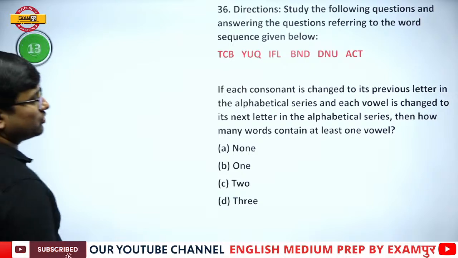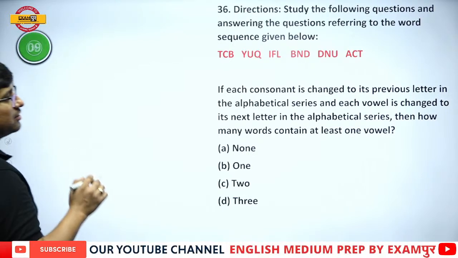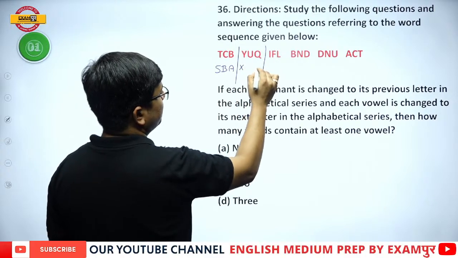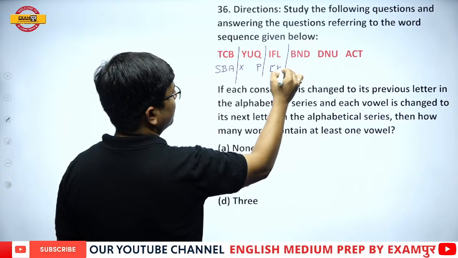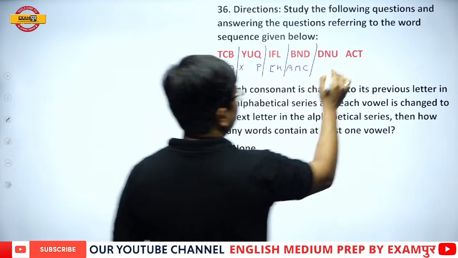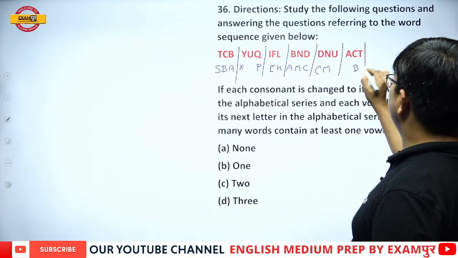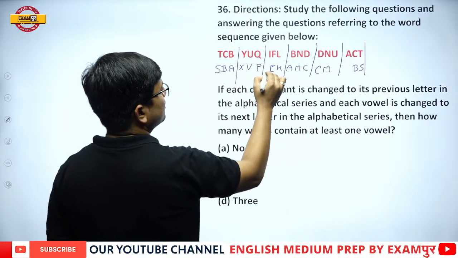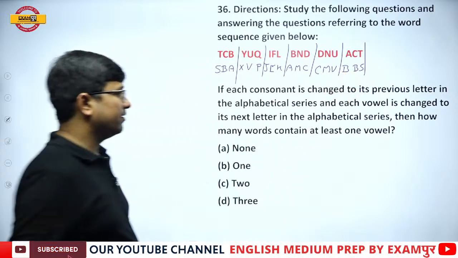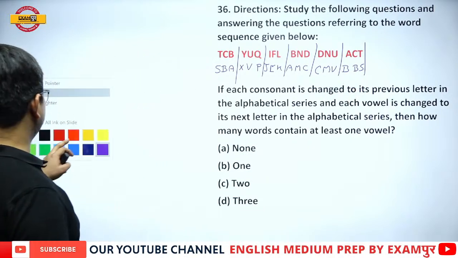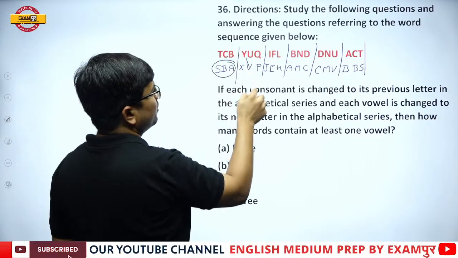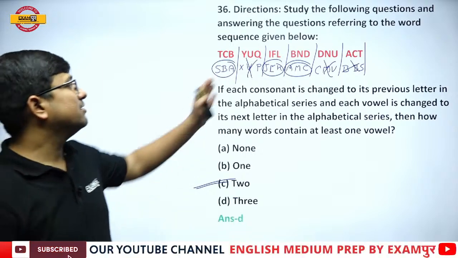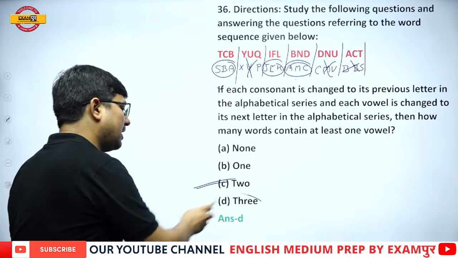Now see, each consonant is changed to its previous letter. So S, B, A, okay, then over here, X, P, over here, E and K, over here, A, M, C, over here, C, M, over here, B and S. If each consonant is changed to its previous letter in the alphabetical series and each vowel is changed to the next letter, U, V, J, U, V and B, how many words contain at least one vowel? So this word contains at least one vowel, not this, yes, this contains, not this, not this. So there are two words, sorry, three. Three I have circled. Three words which contain at least one vowel.